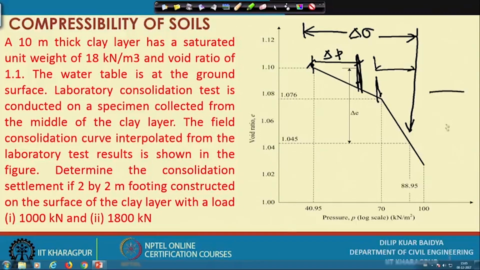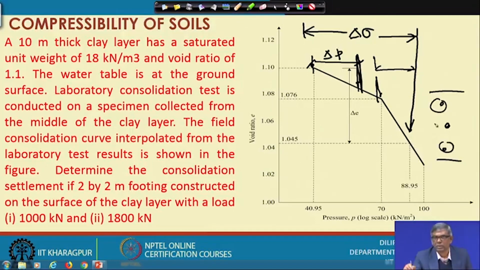Suppose there is a thick clay layer and the sample is from the middle. Why the middle? Because it is representative. If it is taken from here or from here, it will give some different value. Different points give different values, and values generally change with depth. So, if you take it from the middle, it will be a correctly representative value. The field consolidation curve, interpolated from the laboratory test results, is shown in the figure.